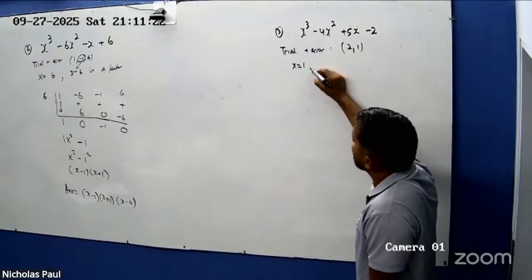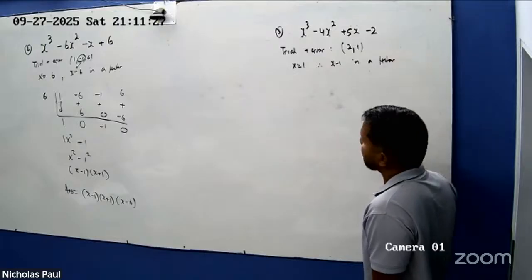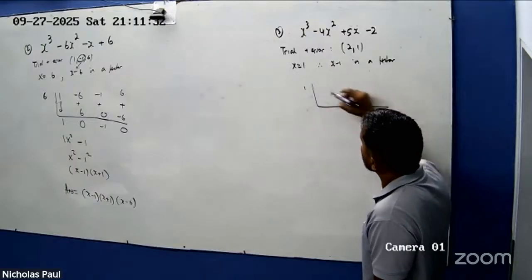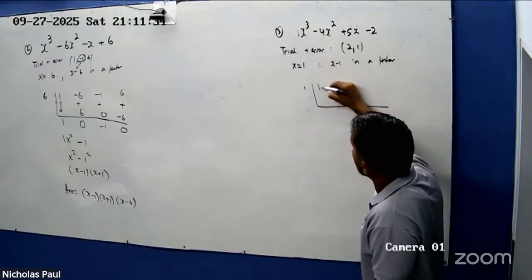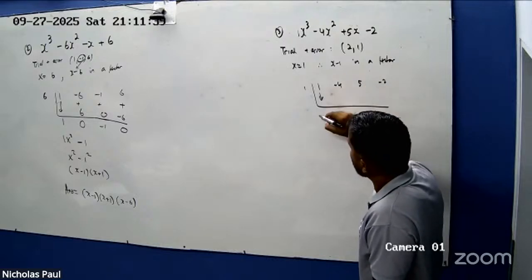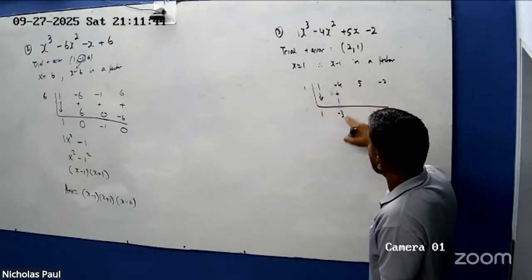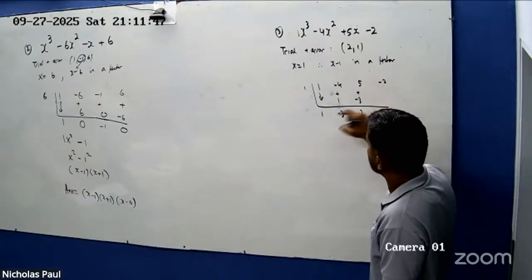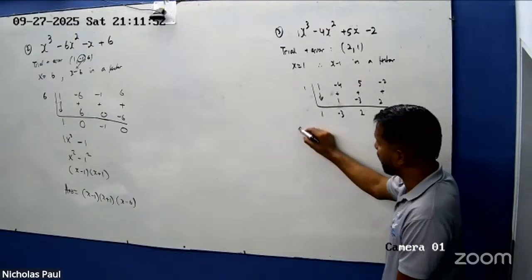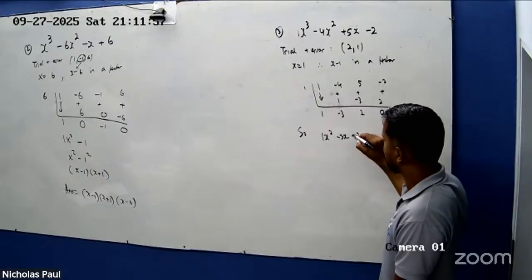Right, so it means that x minus 1 is a factor. So now you put your 1 here. Remember it's 1 cubed: 1 minus 4 plus 5 minus 2. Bring down your 1. 1 by 1 is 1. This is minus 3. 1 by minus 3. This is 2. 1 by 2 is 2. 0. So we have 1x squared minus 3x plus 2.